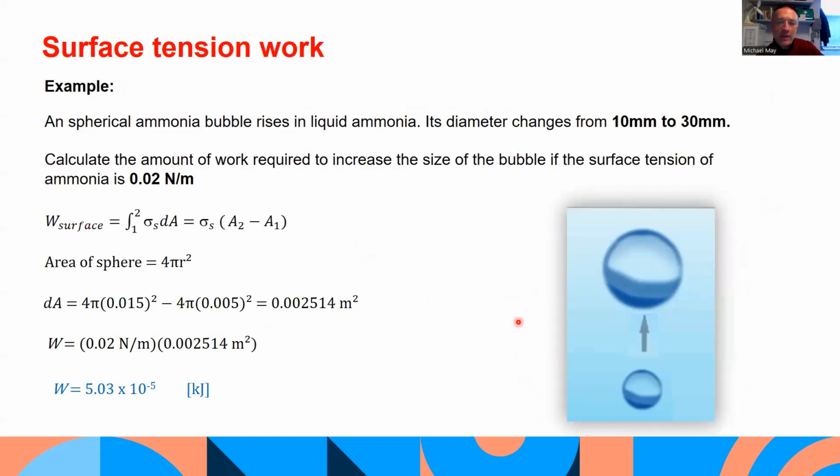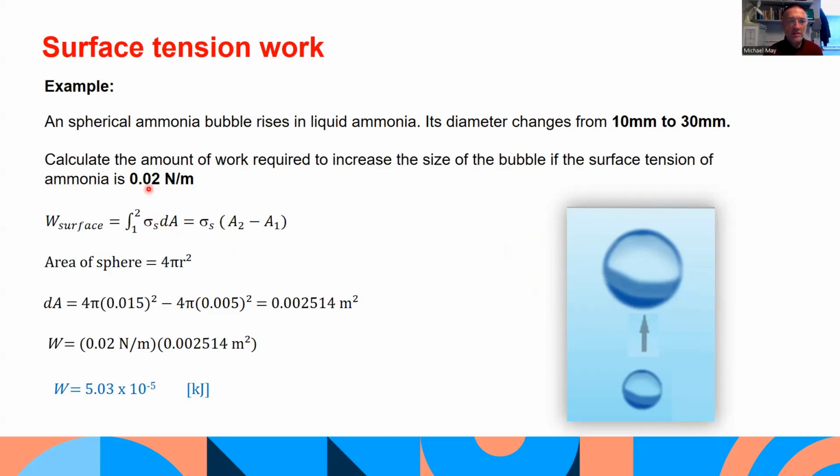So here's an example using bubbles. A spherical ammonia bubble rises in liquid ammonia. Its diameter changes from 10 millimeters to 30 millimeters. Calculate the amount of work required to increase the size of the bubble if the surface tension of ammonia is 0.02 newtons per meter.